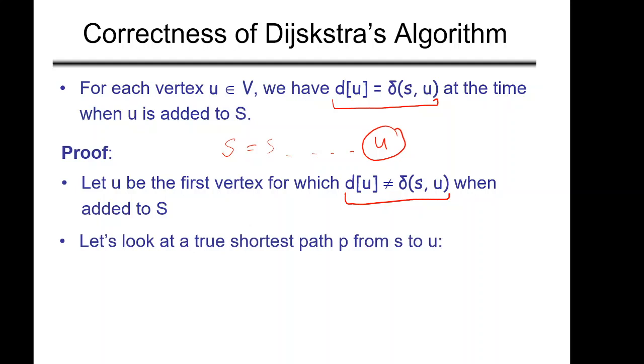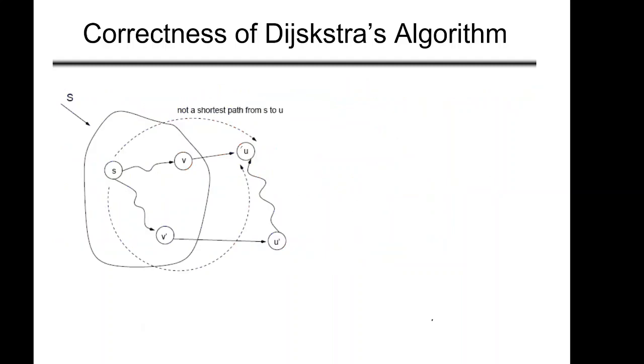So now let's have a look at the true shortest path from S to u. Let's assume this diagram. What we are saying here is, this is our set S. All these vertices which lie inside the boundary are in set S, and now we are trying to put u also into set S.